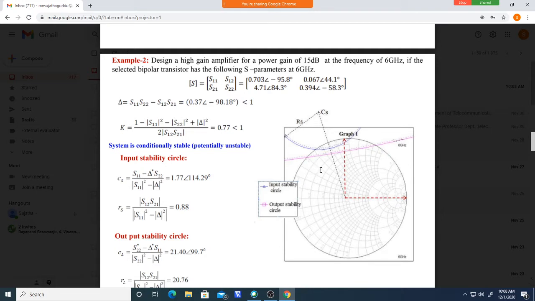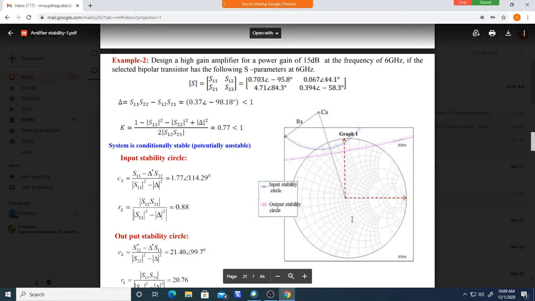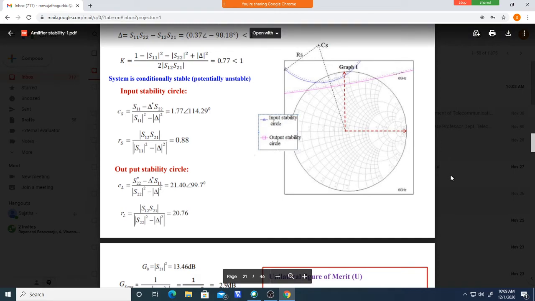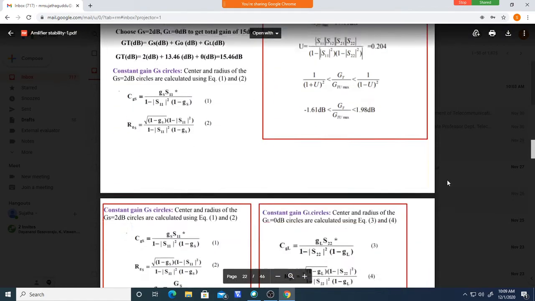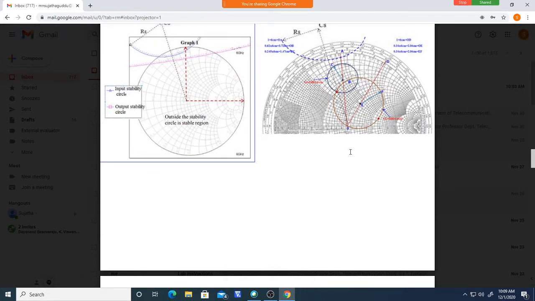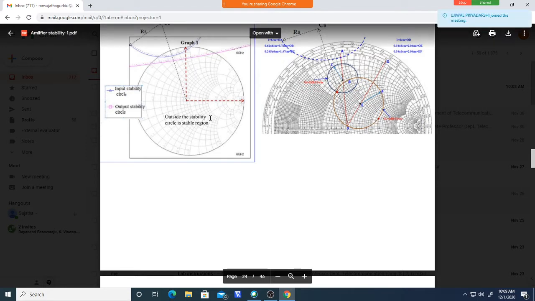And by seeing the position of the stability circles, we will come to know which area becomes the stable region. Once we know the stable region of operation on the Smith chart, you can draw the gain circles, the constant input gain circles and output gain circles, and take the values which are in the stable region of the amplifier for the design. By drawing the stability circle, you will come to know which values on the Smith chart give stable operation.